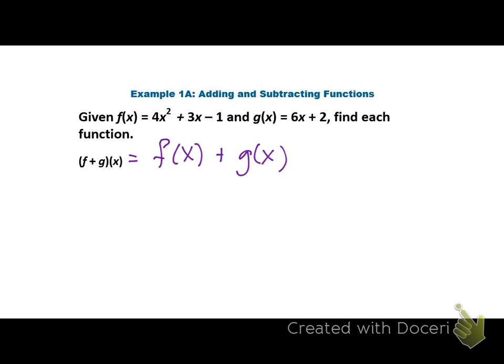All right, so replace your f of x with the actual function itself, which is the 4x squared plus the 3x minus 1. And then bring down your plus, and replace your g of x with the actual function, 6x plus 2. So what you will do at this point is basically just simplify. And we will simplify by combining our like terms.